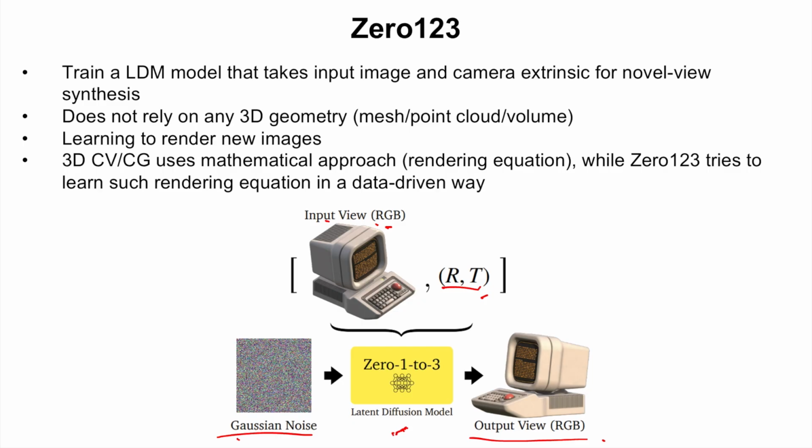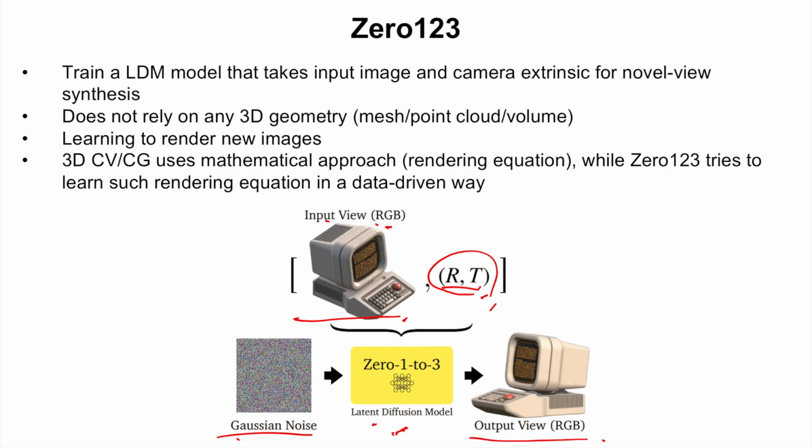In the classical way, what we need to do is first reconstruct 3D assets from the input view image, right? We need to reconstruct a mesh, volume, anything from the input image into 3D space, and then we have camera parameters so that we can render some new images from the reconstructed 3D assets. That is the classical way of getting novel view images, right?